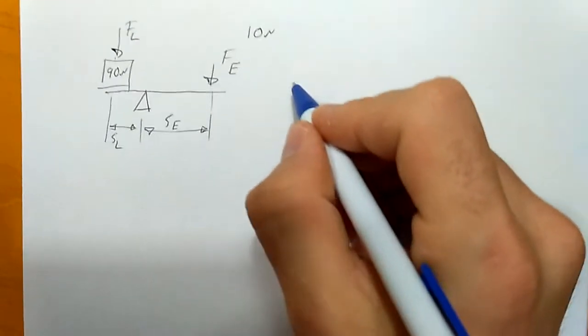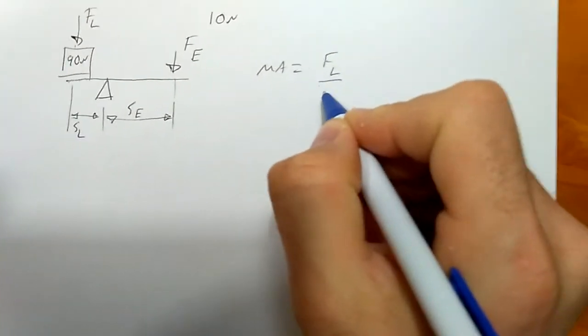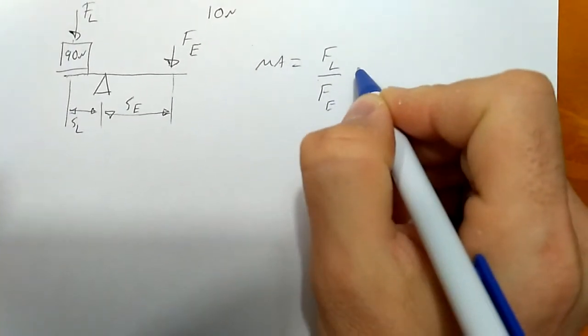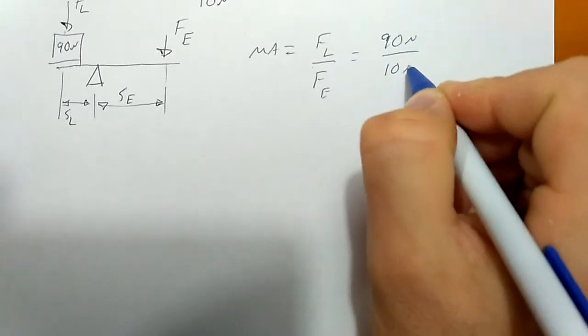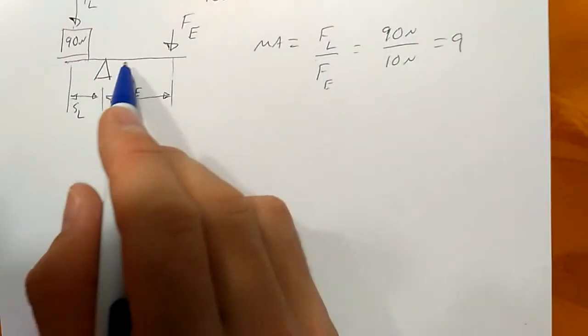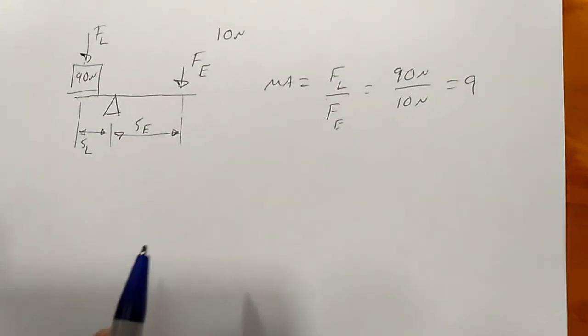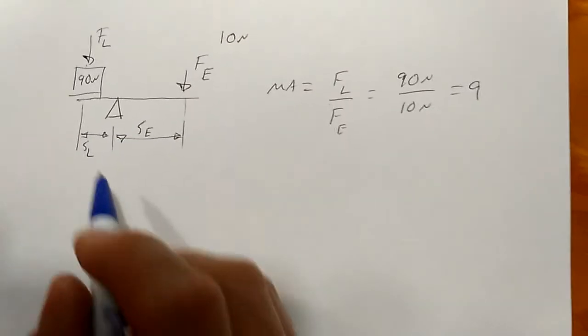90 newtons. Okay, so our mechanical advantage is equal to force of the load over force of the effort, which is 90 newtons over 10 newtons. Okay, so this machine will allow us to lift something 9 times heavier, or apply 9 times more force.